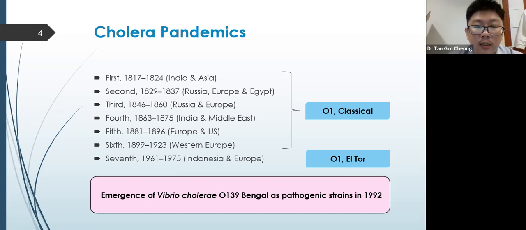So there are a total of 7 pandemics that we can see here, and 6 of them are actually caused by Vibrio cholerae O1 serogroup. Okay, and the 7th is El Tor, classical O1 El Tor, and the first 6 are O1 classical. After that, we also found that there was an emergence of Vibrio cholerae O139 Bengal strain in 1992, which also killed a lot of individuals in Indonesia and Southeast Asia.